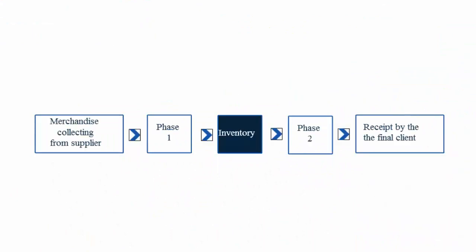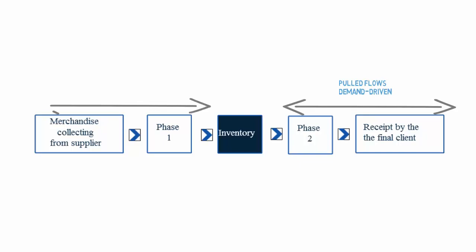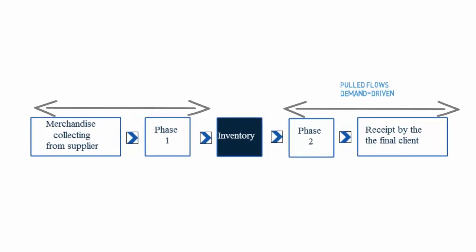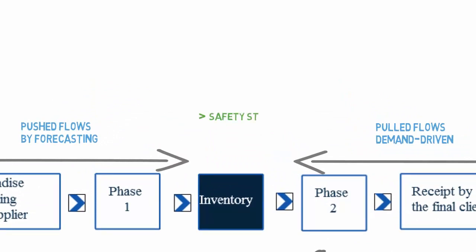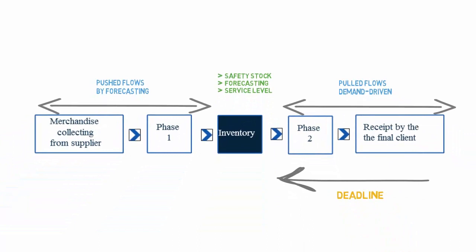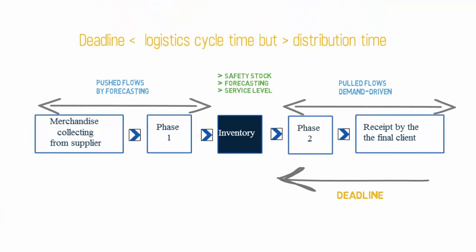The second diagram is where the deadline is lesser than the logistics cycle time but superior to the distribution time. In this situation, part of the flows are pulled by orders and the other part is pushed by forecasting. In order to ensure a relevant interface between the real orders and those generated by forecasting, there is necessarily a safety stock. The level of this safety stock is defined regarding the quality of forecasting and service level. Automotive, textile, and electronic industries match this chart.